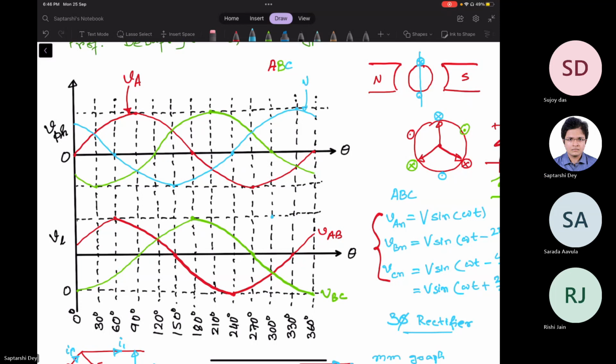or we can say it will lead VC by 30 degrees, same thing. Now we can quickly draw VCA. Its peak is here at 300, so 30 degrees will cross 0, 120, 210, and 300. So the waveform looks like this.